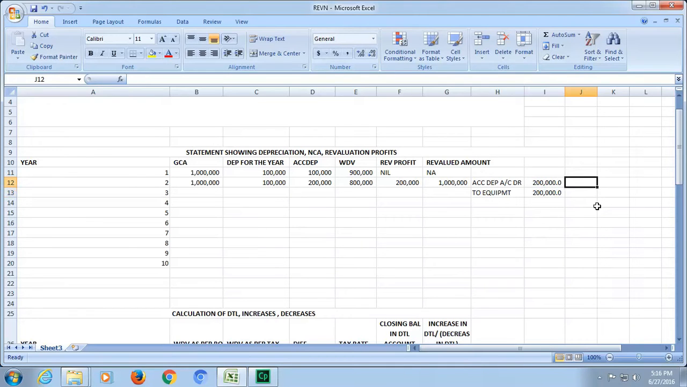Okay. Apart from this, once I pass this entry, the balance of the asset will reduce from 10 lakh minus 2 lakh, it will reduce to 8 lakh, but now I have to show it at 10 lakh rupees, hence I have to recognize a revaluation profit of 2 lakh. I'll pass an entry again here, equipment account debit, to revaluation surplus 2 lakh rupees. So I have to pass an entry for recognizing the revaluation profit as well.